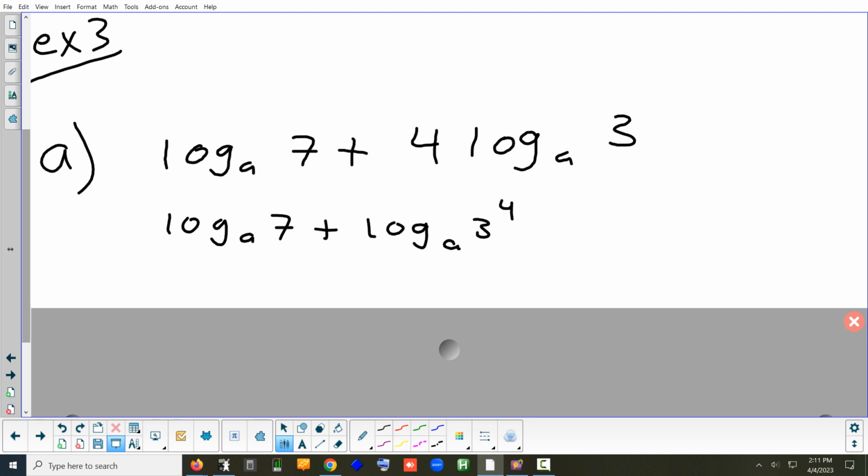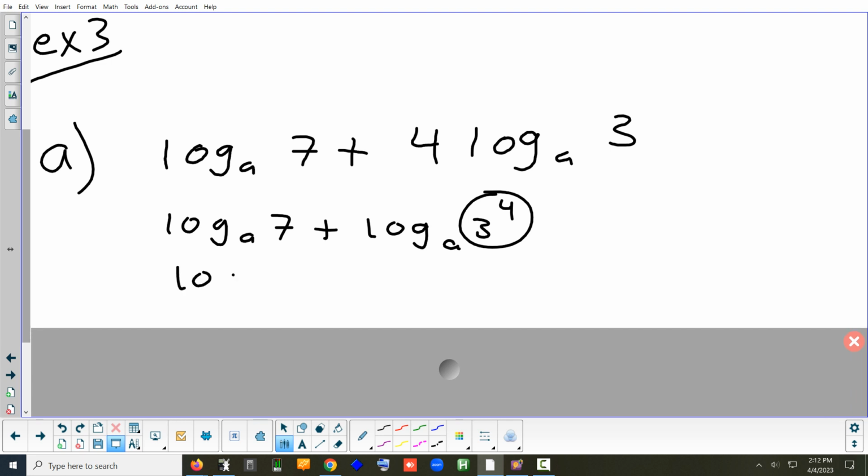Now, since we have a number here, we might as well do that out. 3 to the 4th power means 3 times 3, and then another 3 times 3. So what is 3 to the 4th power? Yep, 81. And if you think of it as 3 times 3 and another 3 times 3, so 3 times 3 is 9, another 3 times 3 is another 9, and 9 times 9 is 81. So let's do that.